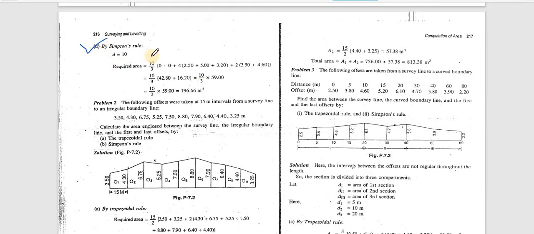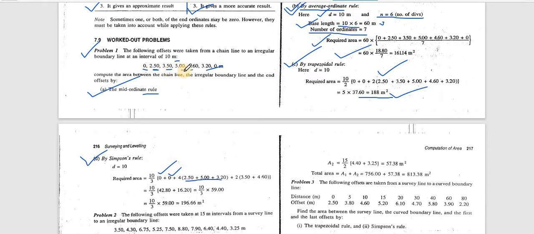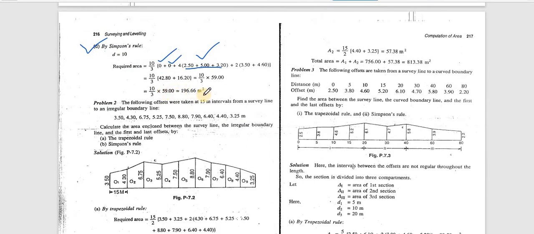The next one is your Simpson rule. Simpson rule is common distance by 3 into first ordinate plus last ordinate, plus 4 times the sum of odd ordinates and twice the sum of even ordinates. So the first ordinate is 0, the last ordinate is 0. The ordinates 2.5, 5 and 3.2 are the ones taken with 4 times the sum, and the ones taken with twice the sum are 3.5 and 4.6. So after doing the calculation, we are getting the area as 196.66 meter square.